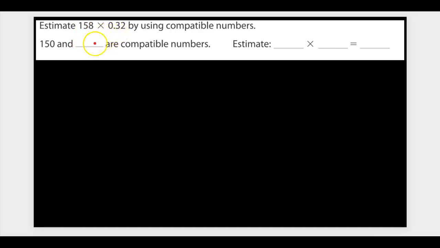And for 0.32, we can use 1 as a compatible number. So 150 and 1 are compatible numbers. If we estimate 150 times 1, we know that anything times 1 is itself, so our answer is 150. Compatible numbers and rounding go hand in hand.